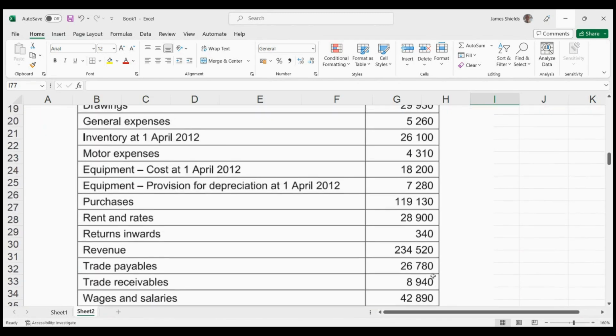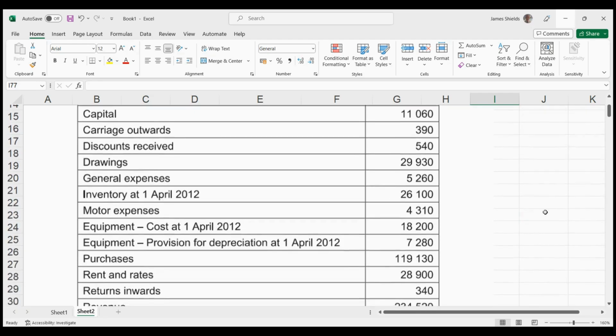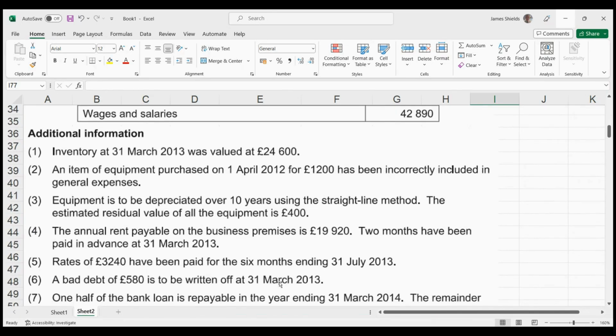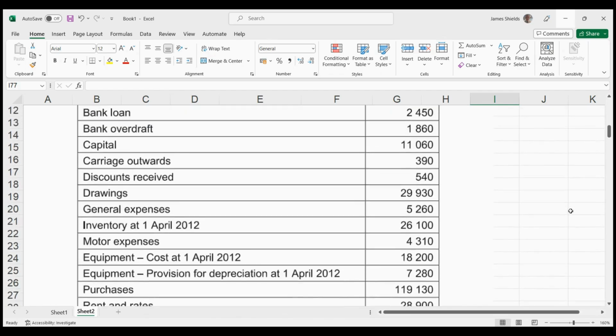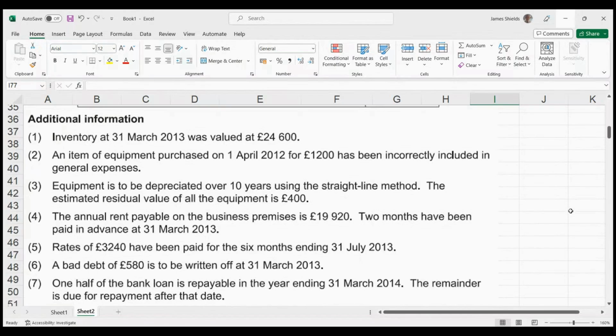So my expenses, I've gone to my list of balances and I work my way through. The first expense is bad debts written off or irrecoverable debts of £100. Now, if you notice in the information, go all the way down to 0.6. We've got another bad debt, which has not yet been written off, but it has been written off at the 31st of March 2013 of £580. So our bad debts will be the initial £100 plus the 580.